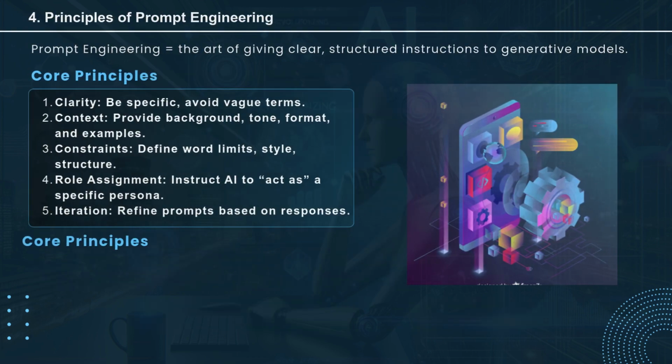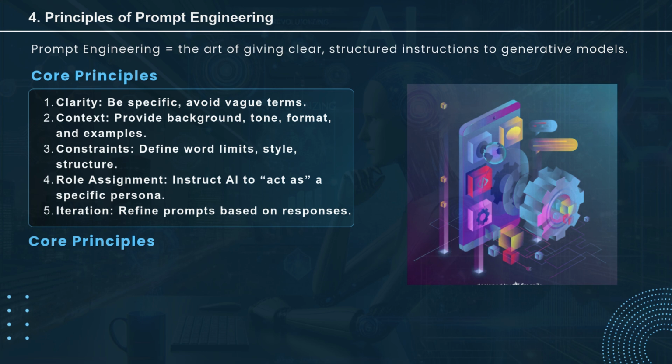This slide explains what prompt engineering is: creating clear, structured instructions so AI produces better results. Highlight the 5 core principles. Clarity: avoid vague or ambiguous wording. Context: add background, tone, format, and examples. Constraints: set limits like style, length, or structure. Role assignment: ask the AI to act as a specific expert or persona.